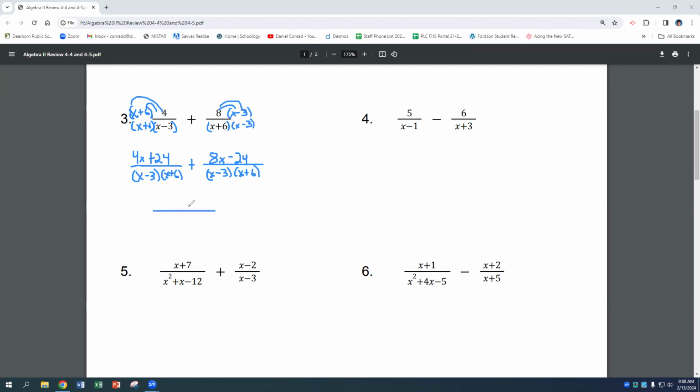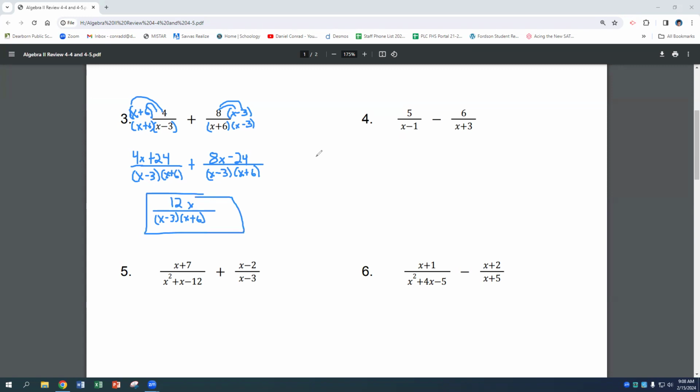Okay, and then now that my denominators are the same, I can add my numerators together. So 4x plus 8x is 12x. 24 minus 24 is 0, so my answer is just going to be 12x.